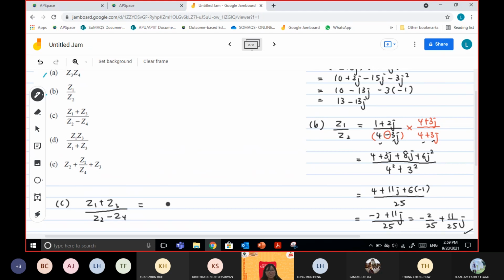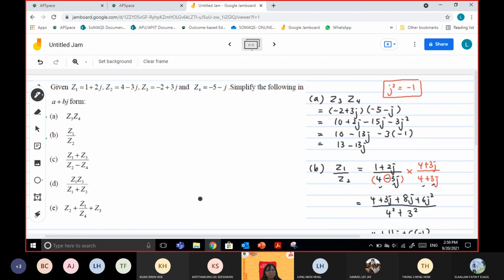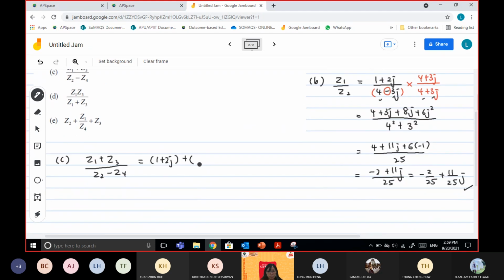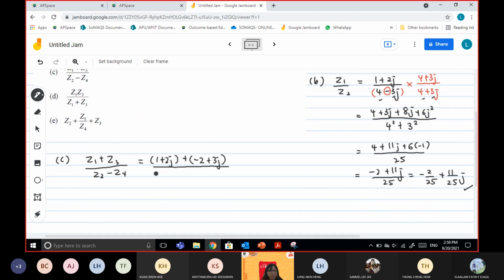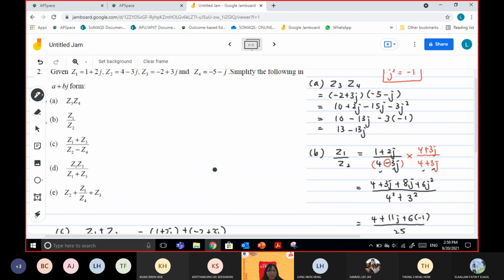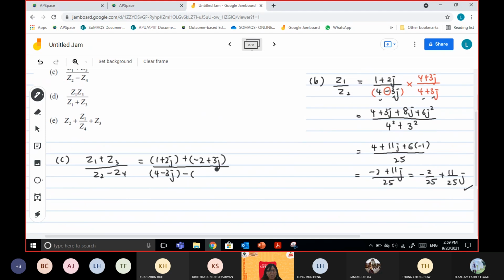At the top we have Z1 plus Z3. Z1 is 1 plus 2j. Z3 is actually minus 2 plus 3j. Then for the bottom, Z2, 4 minus 3j, minus Z4. Z4 is minus 5 minus j. Then we just simplify them for the addition and the subtraction.